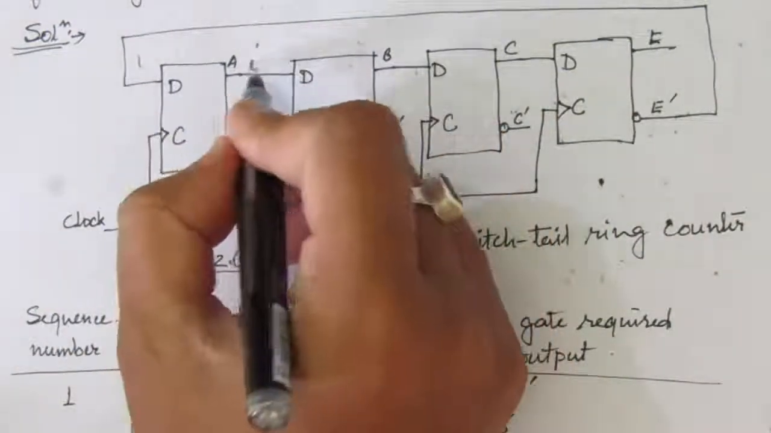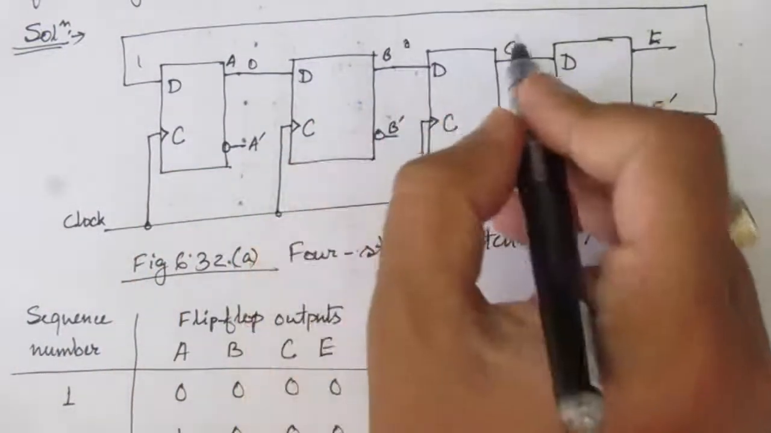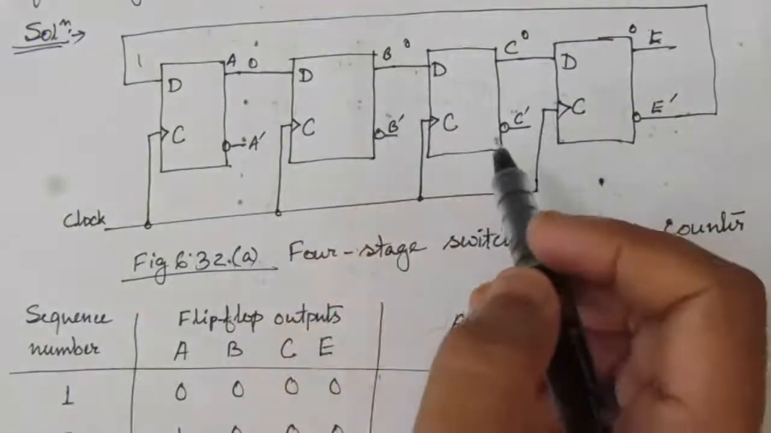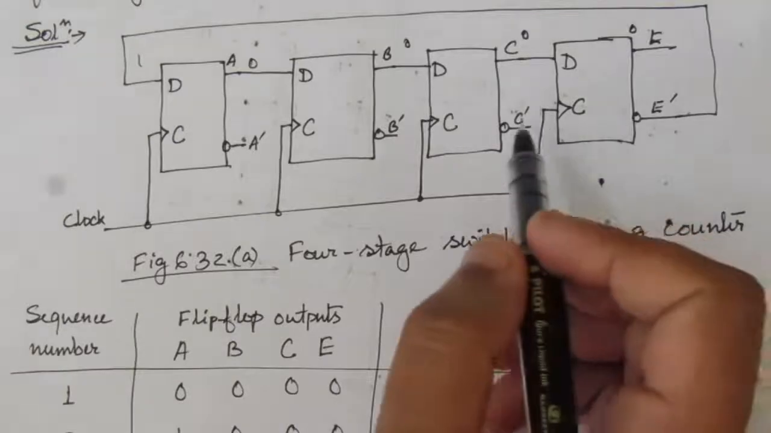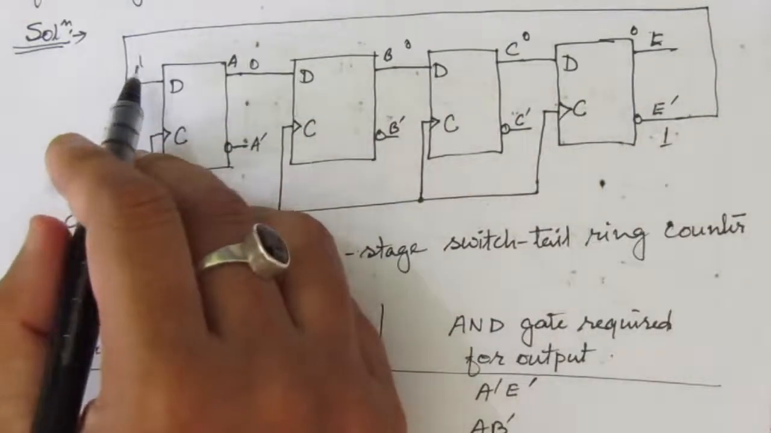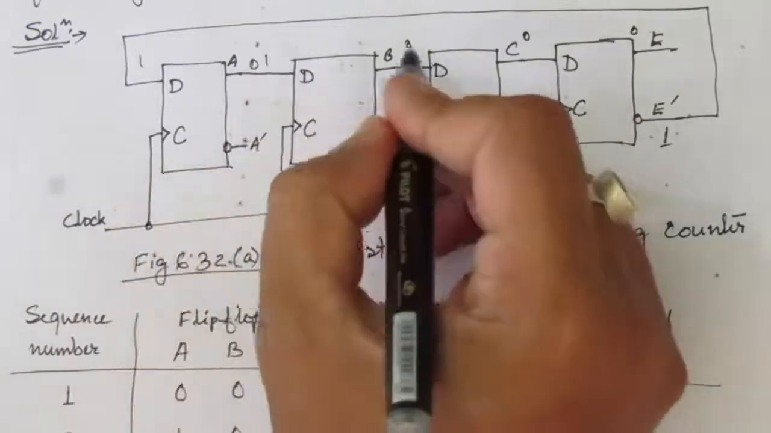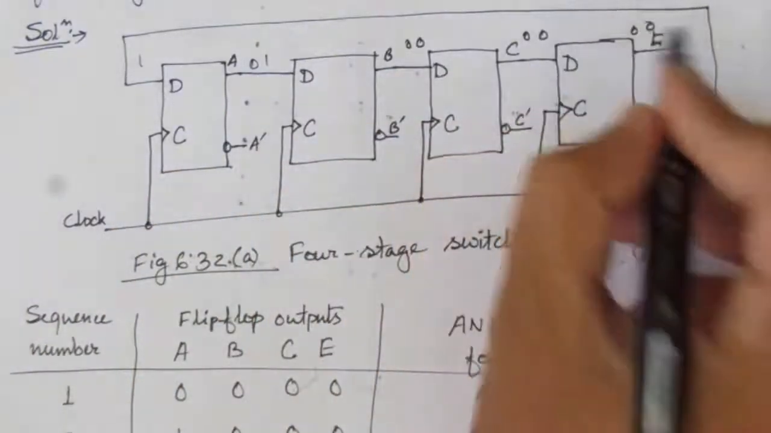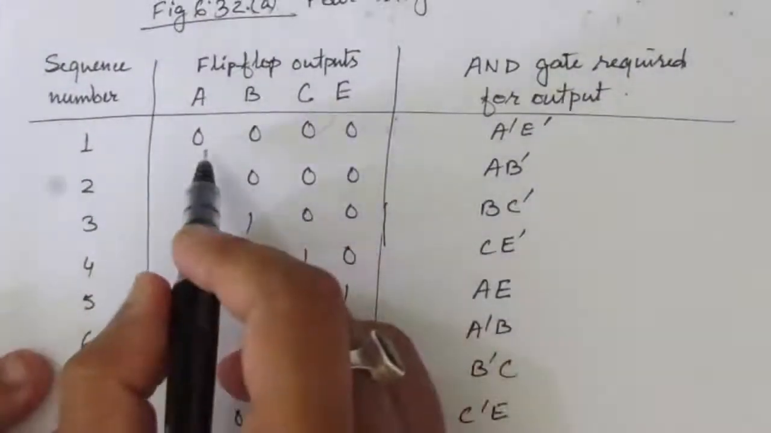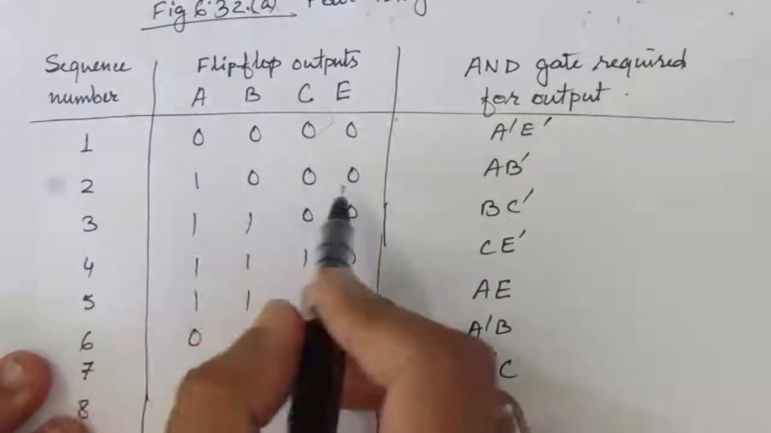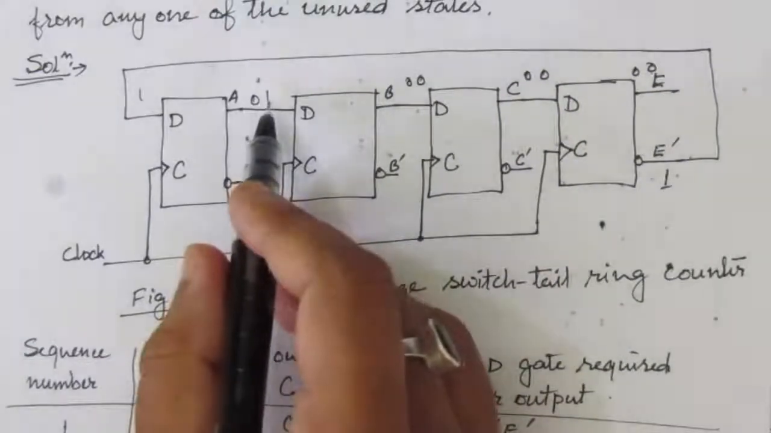So previously it was 0, 0, 0 and 0. That means initially all these flip-flops are reset, and when we have the next clock, this 1 is fed back here, so here we'll have 1. This 0 will come here, 0, 0 and 0. Here we can see whenever the present state is 0, 0, 0, 0, that is 0, the next state is 1, 0, 0, 0.